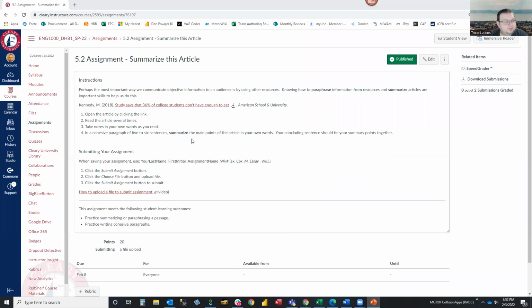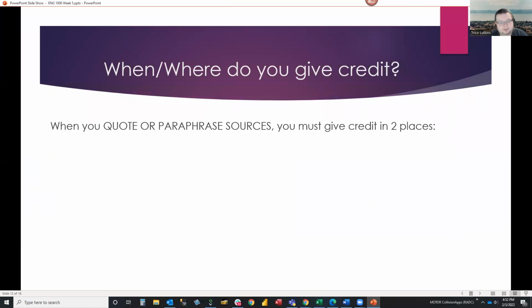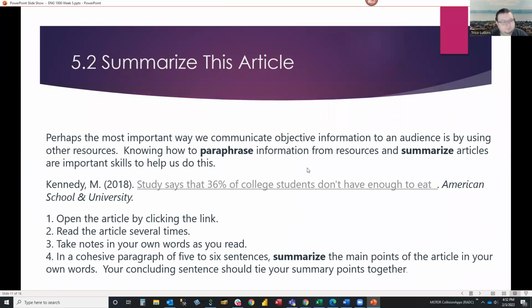All right. Then after you write the notes in your own words, in a cohesive paragraph of 5 to 6 sentences, summarize the main points of the article in your own words. Your concluding sentence should tie your summary points together, and then just turn in the assignment. So it's not too bad, writing a paragraph. It's pretty doable. Good assignment for this week.